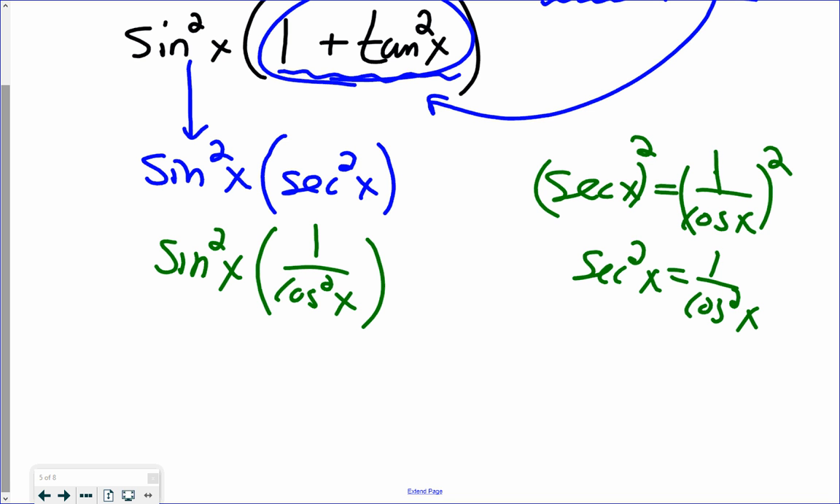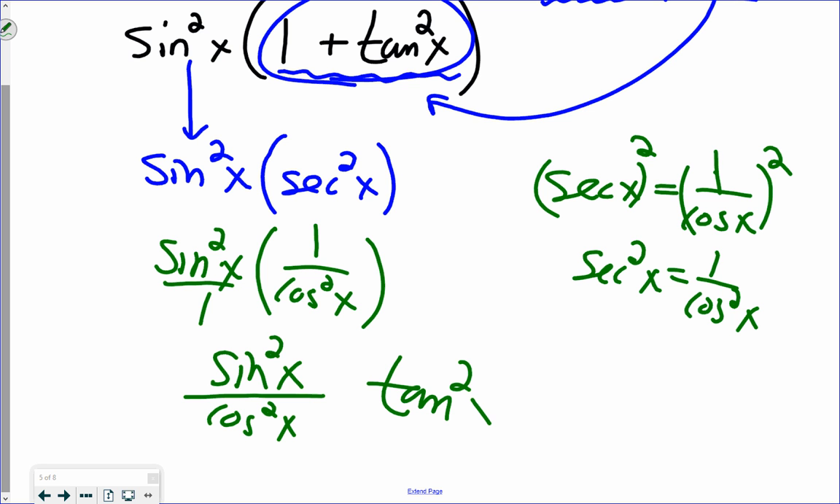Still not one trig function, but I think the one student who I will not name could write that as sine squared over 1. So now you take sine squared times 1 is sine squared. 1 times cosine squared is cosine squared. What is sine squared over cosine squared? Tangent squared. Do you need to see me off to the side do that again? It's really just the identity squared both sides, right? This is just tangent squared.